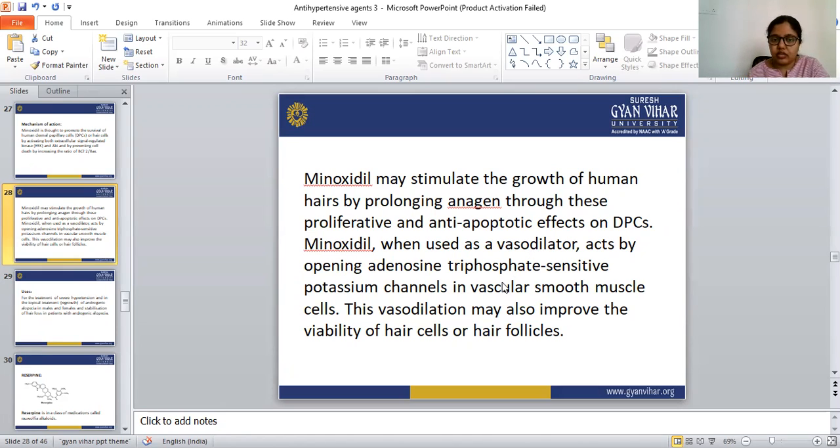When used as a vasodilator, minoxidil acts by opening adenosine triphosphate sensitive potassium channels in vascular smooth muscle cells. This vasodilation may also improve the viability of the hair cells and hair follicles. So minoxidil stimulates the growth of human hair, and it is also used as a vasodilator. These are the mechanisms of action of minoxidil.